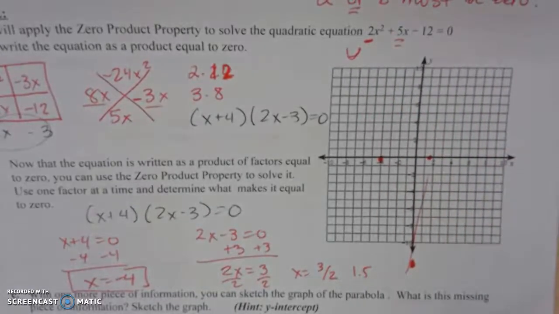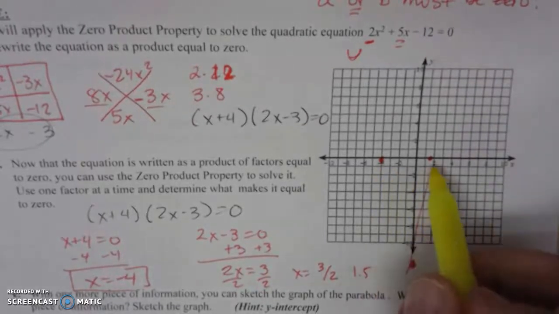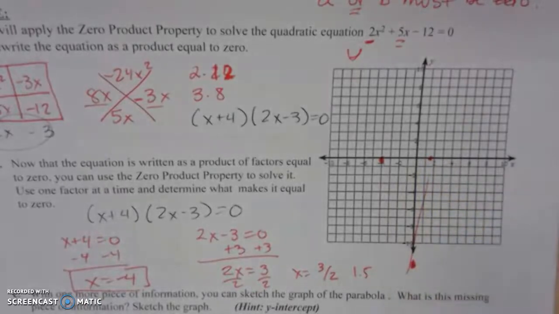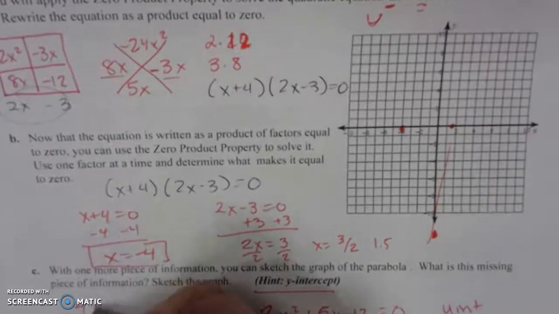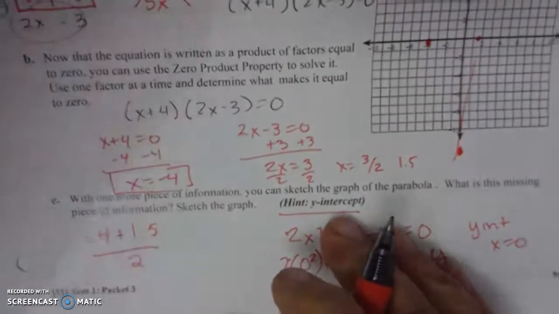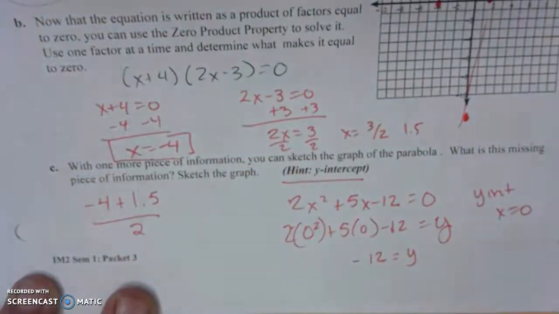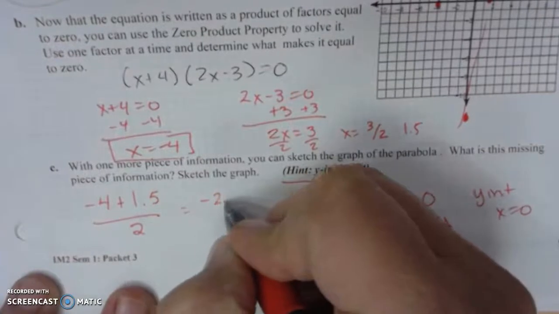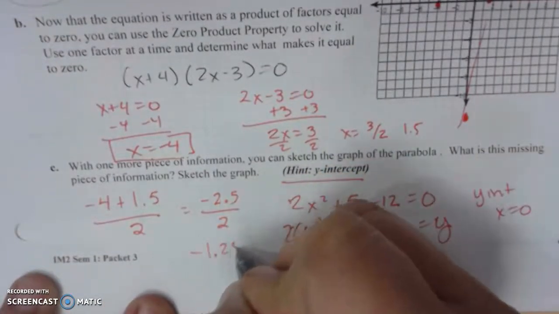But I do need to find my vertex. One way to find the vertex is to go, okay, what is halfway between -4 and 1.5? Well, I'm going to take -4 plus 1.5, and I'm going to divide them by 2. You probably need to see what I'm doing. So I'm going to get -2.5 divided by 2, and that's -1.25.